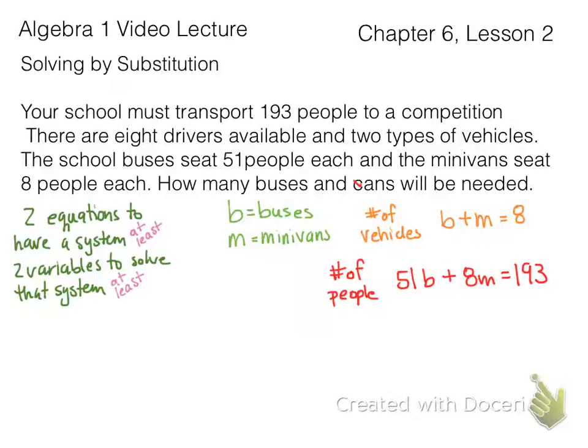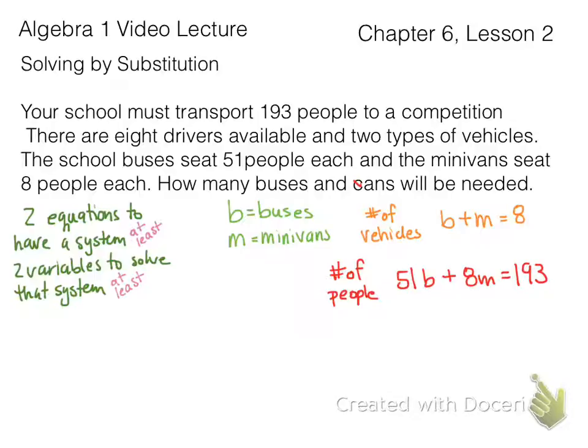Next thing up is the number of people. If I know that 51 people fit in a bus, 51 times the number of buses is going to tell me how many people are riding in the buses. And 8 is the number of people that can fit in a minivan, so 8 times the number of minivans will tell me how many people are riding in the minivans. Altogether, though, this should equal 193 people.